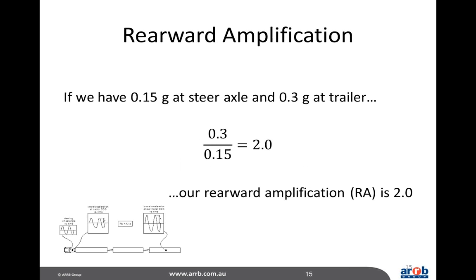Rearward amplification is calculated by just looking at those two acceleration figures. So if we have a 0.15 G input at the steer axle and a 0.3 G acceleration is measured at the trailer, we get an amplification ratio of 2. So our rearward amplification figure is 2.